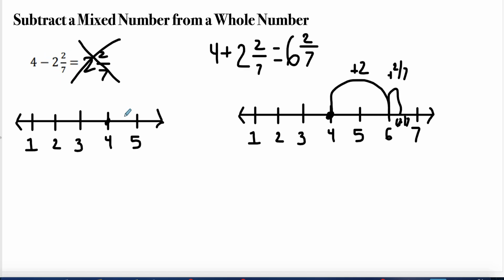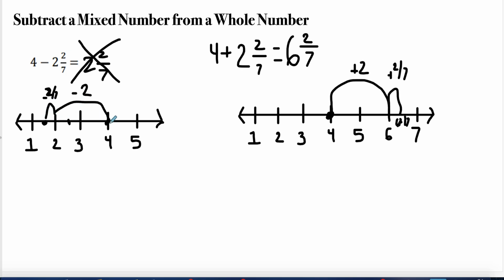But why this doesn't work for subtracting is, say I'm at 4. First, I'm going to make a jump backwards of 2. And then I need to make a jump backwards of 2/7. Should be about here. So my answer would actually lie between 1 and 2 wholes. So 2 2/7 is between 2 and 3 wholes. That would be like right here.